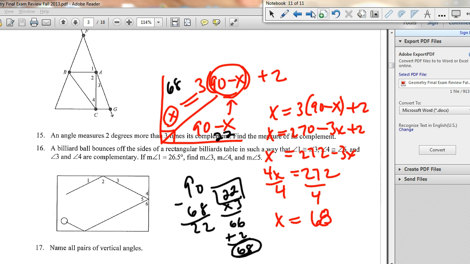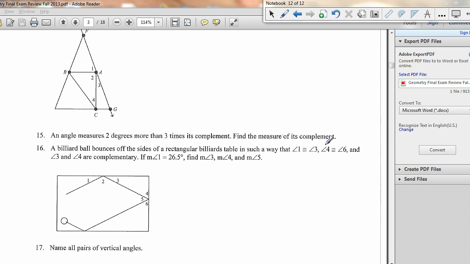Okay, so next question. A billiard ball bounces off the sides of a rectangular billiards table in a way such that angle 1 and angle 3 are congruent. Angle 4 and angle 6 are also congruent, and angle 3 and angle 4 are complementary. The measure of angle 1 is 26.5 degrees, and find the measure of angles 3, 4, and 5. So you know that 1 and 3 are the same thing.